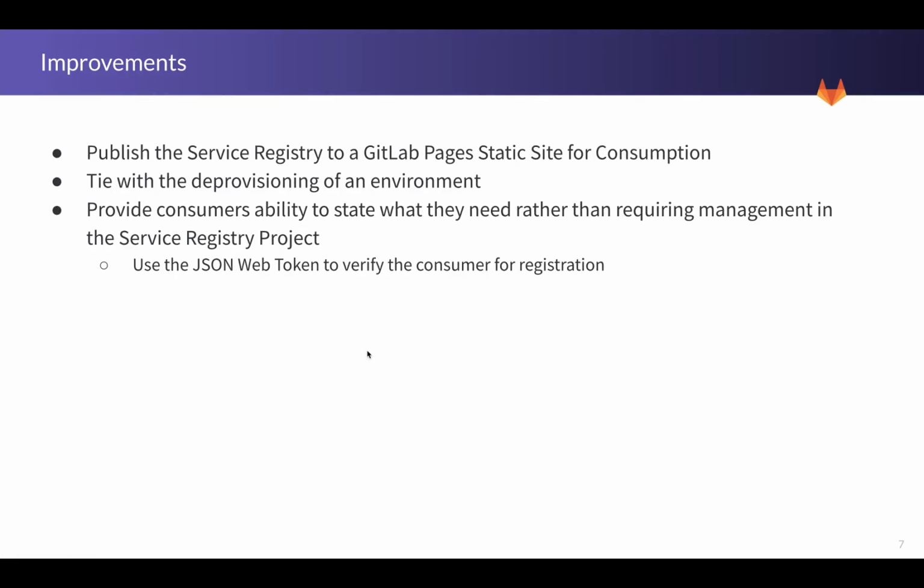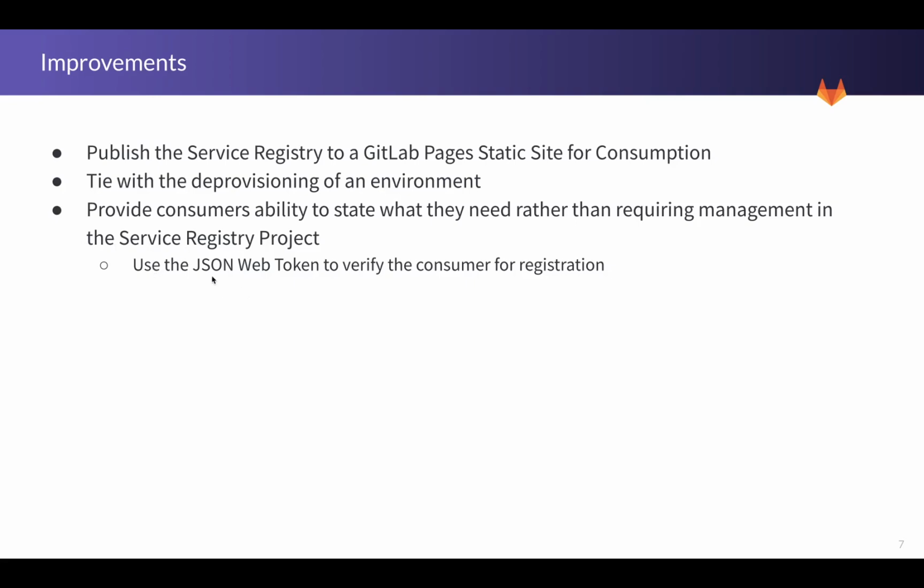You could also utilize a GitLab pages page to host a JSON file that is then parsed. I don't know the best solution there. You could also tie this with a deprovisioning of an environment. So upon deprovisioning of the environment, it automatically gets removed from the service registry. And then you could also provide consumers the ability to state what they need rather than requiring management of what they need in the service registry project.